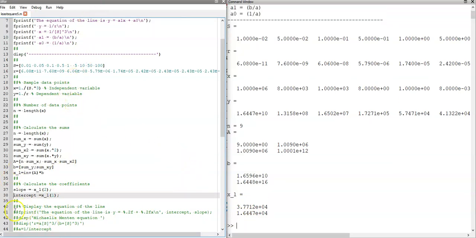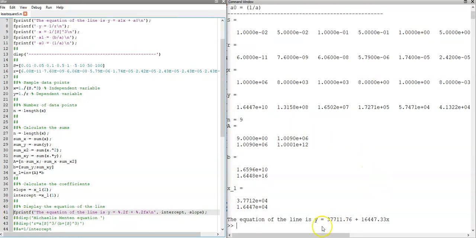Okay, and then display the equation. Display the Michaelis Menten equation. So that is y is equal to 3771.76 plus 1644.33x. So that equation we got.